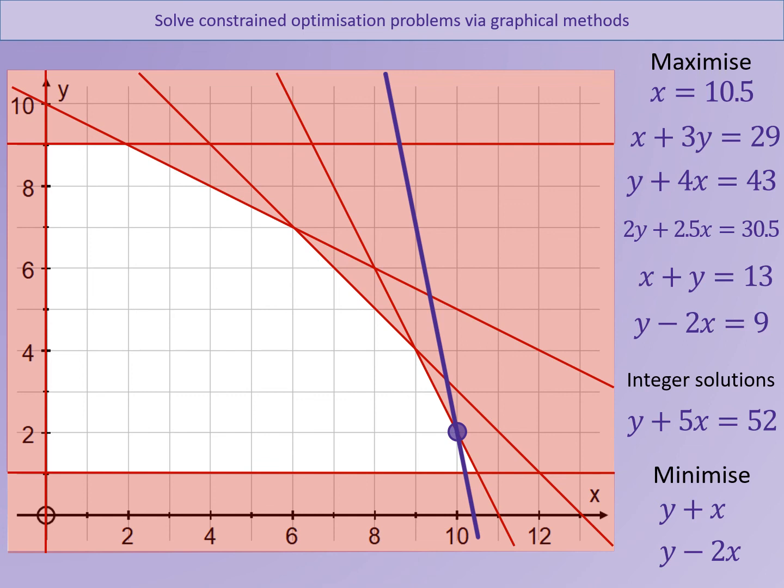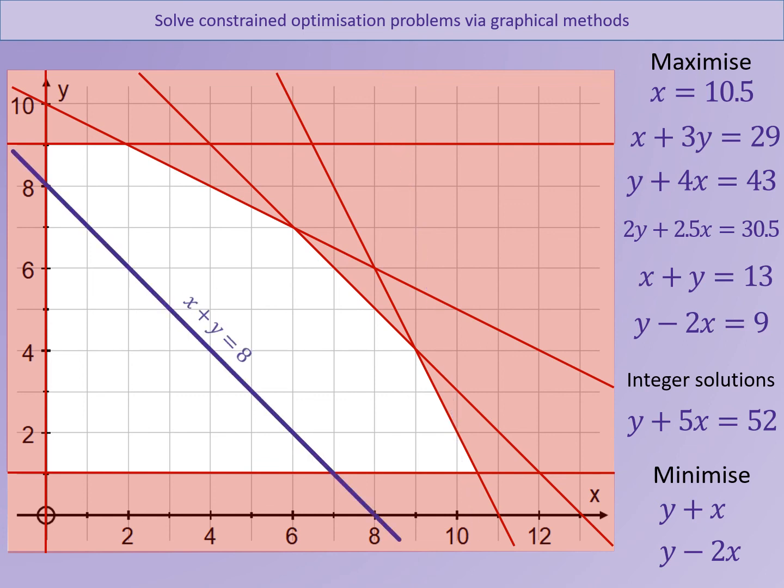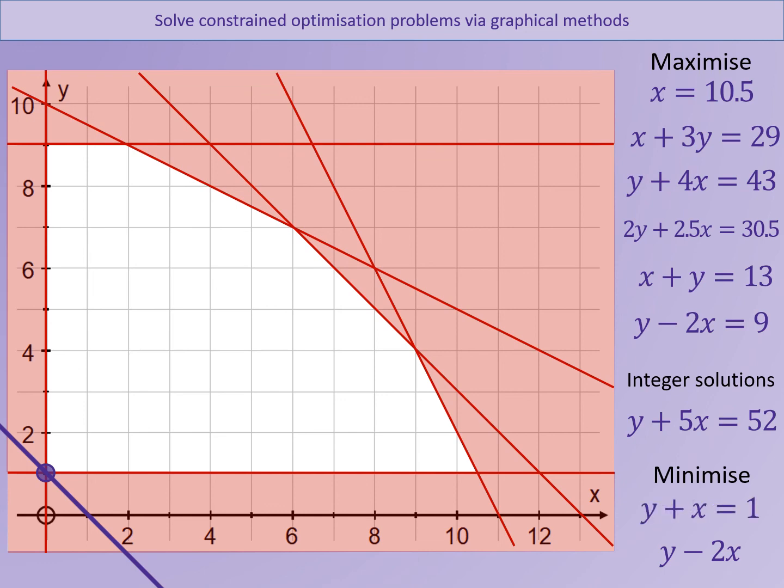Finally, for the last two, we're going to minimise, first of all, y plus x. So we're going to draw the line p equals y plus x. That is the line x plus y is 8. This time we want to minimise, which means the line needs to be as low as possible. The minimum value there is found when x is 0 and y is 1. So the minimum we will get is 1.